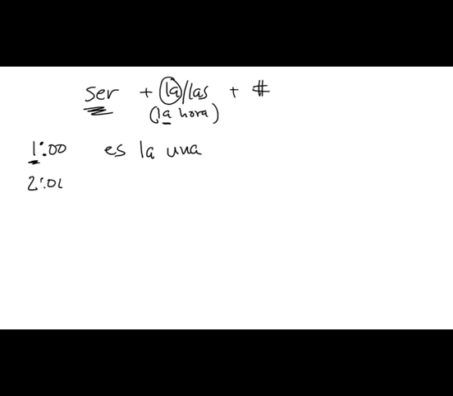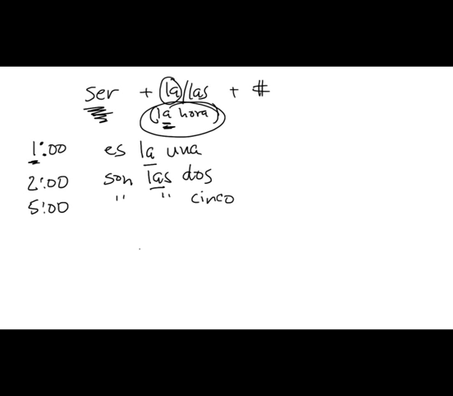If it were 2 o'clock, you would have the third person plural form of the verb ser, not es, but son, more than 1 hour. So you'd have las, and then dos. Okay? Likewise, let's say 5 o'clock would be more than 1 hour, so son las cinco. Okay, this la or las is important because that's what lets the listener know that the number una, dos, cinco is referring to horas, hours.